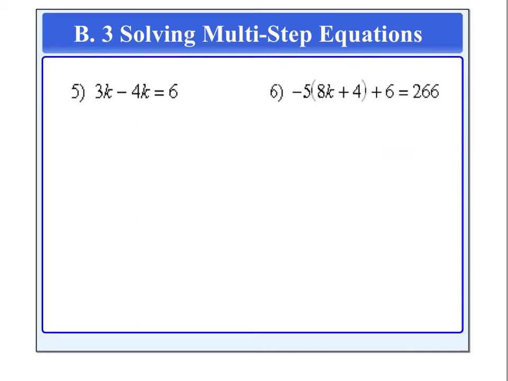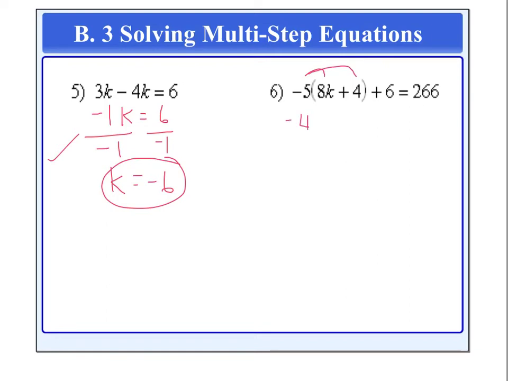Here we have 3k minus 4k, which is negative 1k, equaling 6. Divide by negative 1, and k equals negative 6. Perfect.